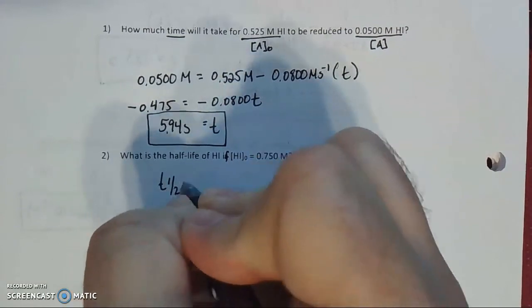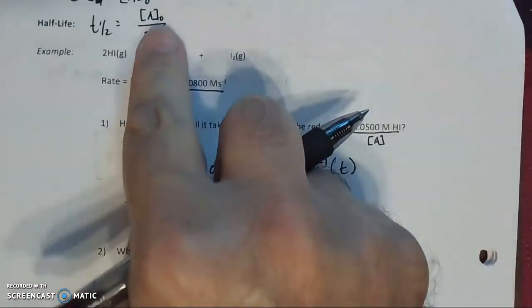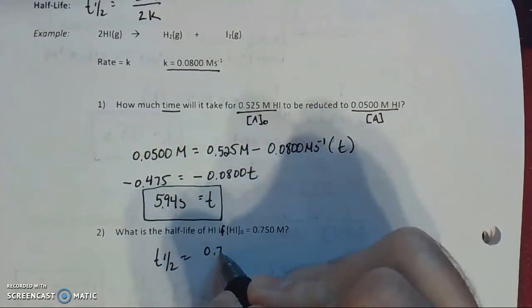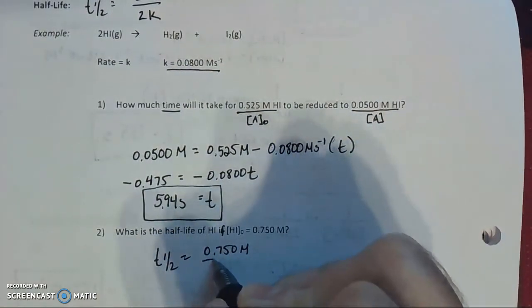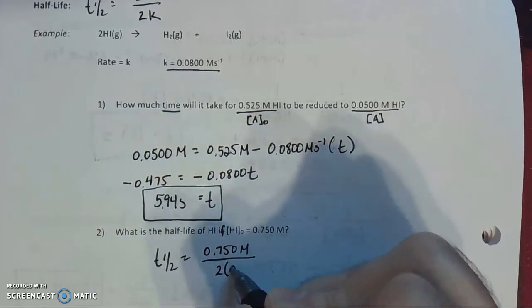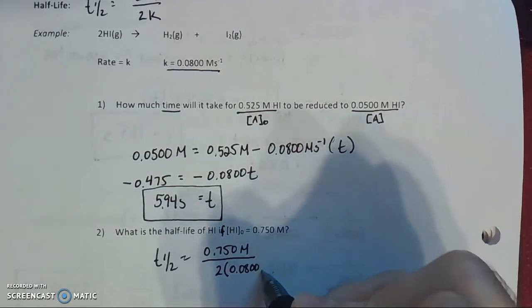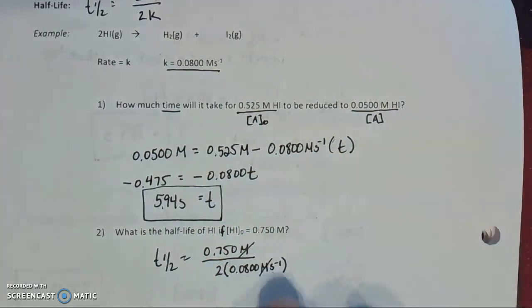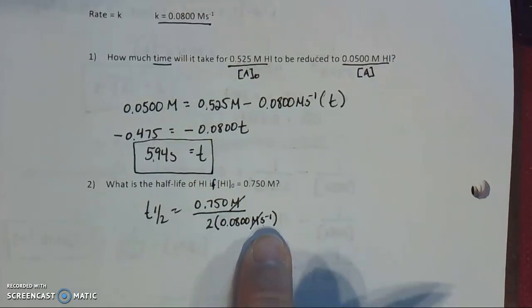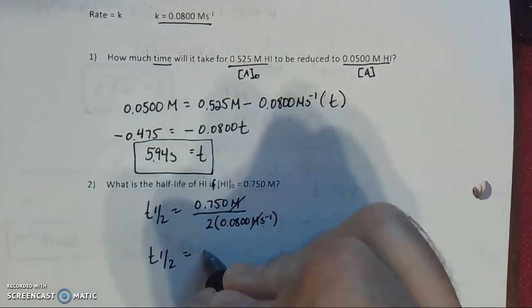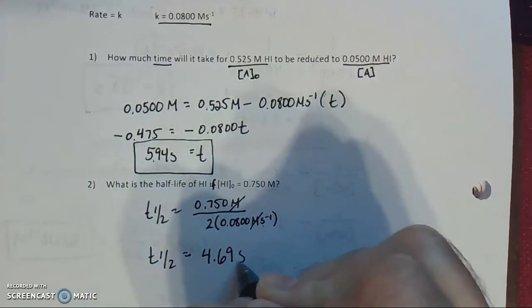So our half-life equation, which we gave up here, is equal to A sub 0, 0.750, the original concentration, over 2 times our k value, 0.0800 M s to the minus 1. So our M's cross out, we're left with s to the negative 1, which means that when we divide these two, the s comes up on top, and we get our half-life to be 4.69 seconds.